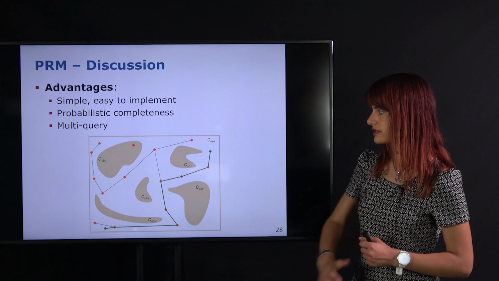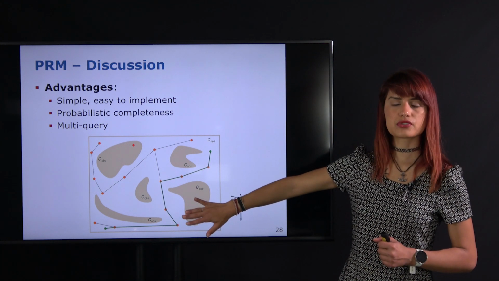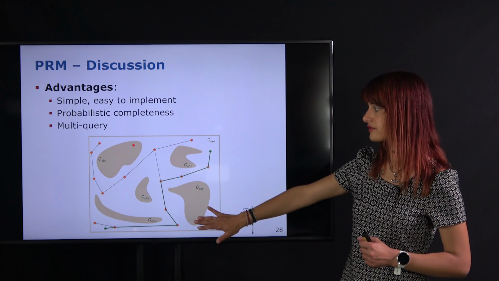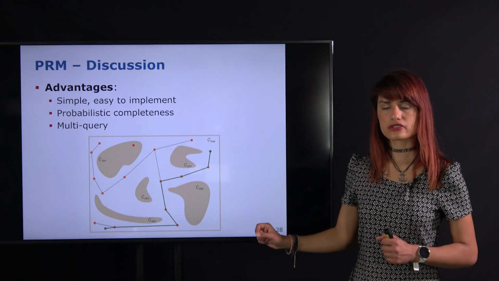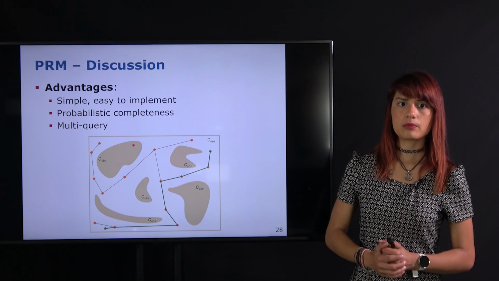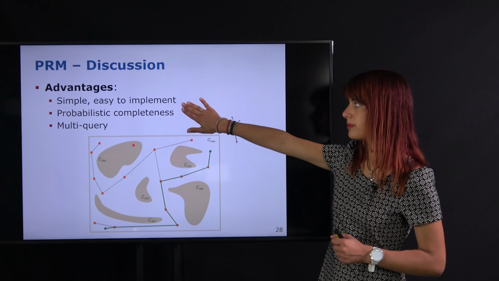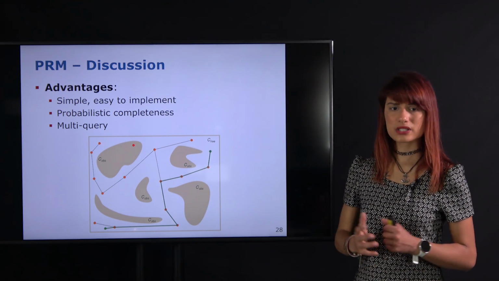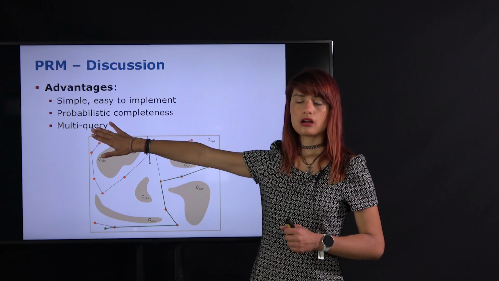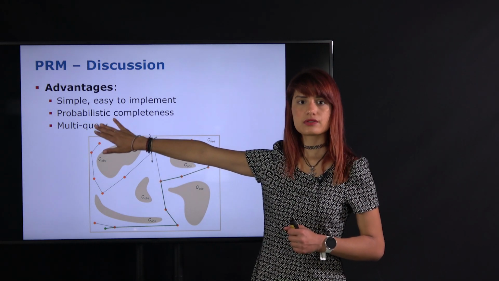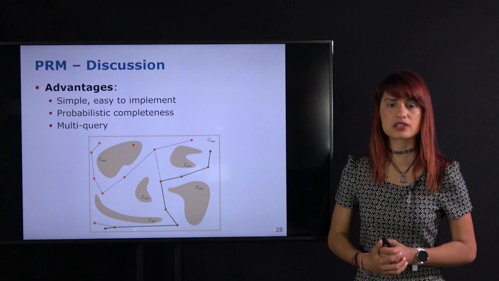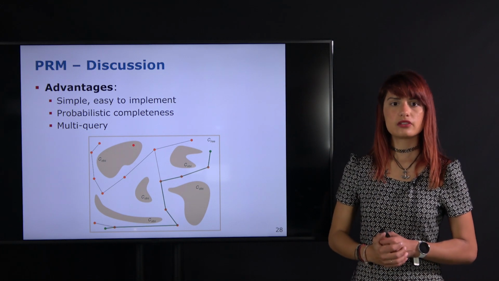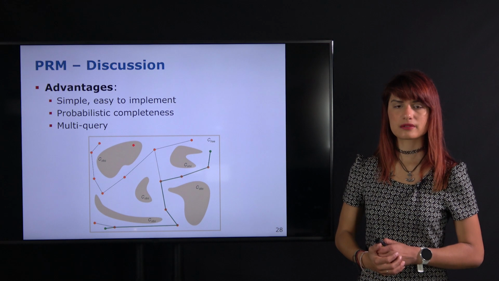So in other words, if we keep adding samples to a roadmap, and there is physically a path connecting the start to the goal, the roadmap will find it eventually. And this is what we mean by probabilistic completeness. As we discussed, it's also suitable for multi-query planning, so this is often used in static environments when we need to replan, even for different planning tasks.